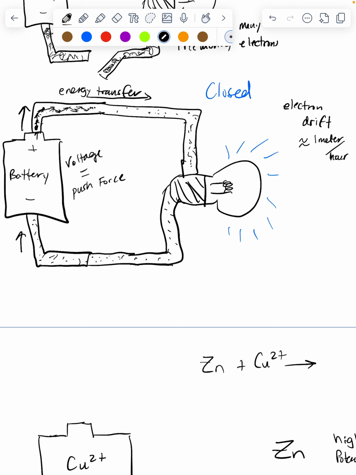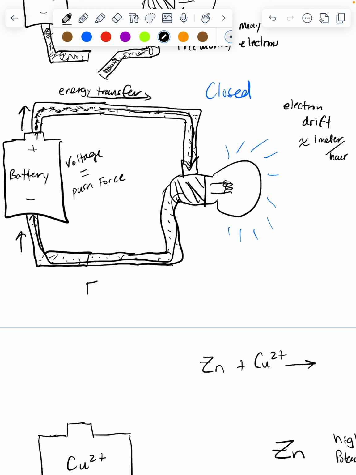But the energy transfer, once you connect these things, we know that the light bulb turns on almost immediately. And that's because the electrons are bouncing into each other very quickly, and the energy moves through all those bumping electrons very quickly and is used by the light bulb.